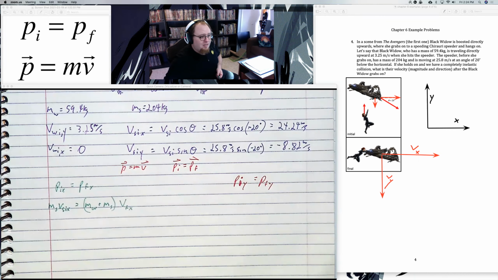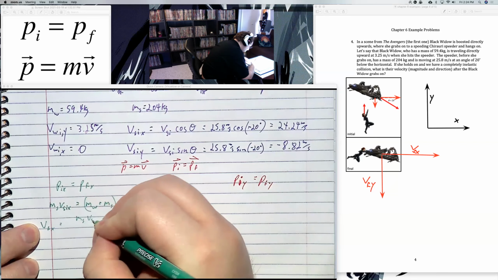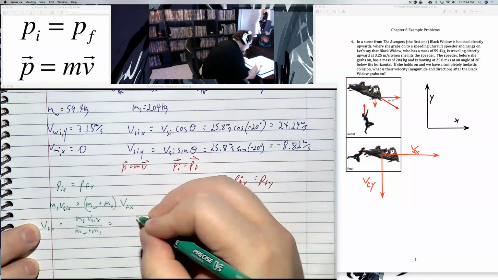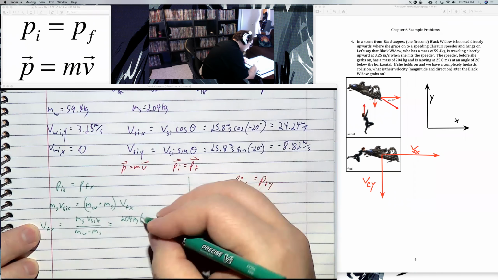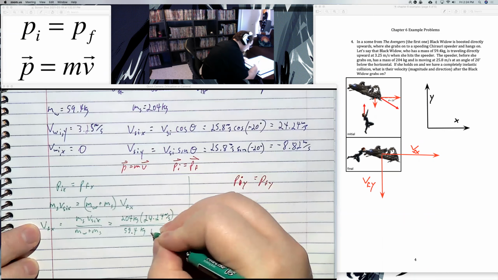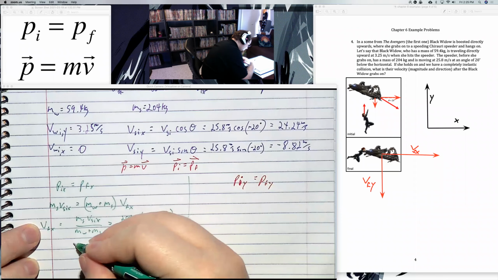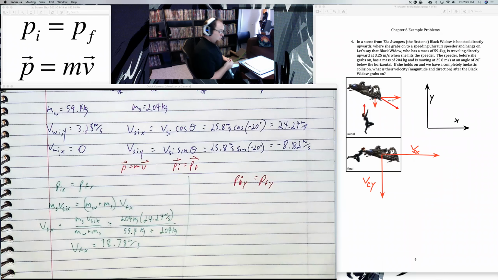And I just wrote Vx, Vy though. I really should have put it as V final X, V final Y. If I divide both sides by the bit in parentheses, I get that V final X equals M_S V_S over M_W plus M_S, which is going to be the mass of the speedo, 204 kilograms, times 24.24 over 59.4 plus 204, which gives 18.78. That's the x component.